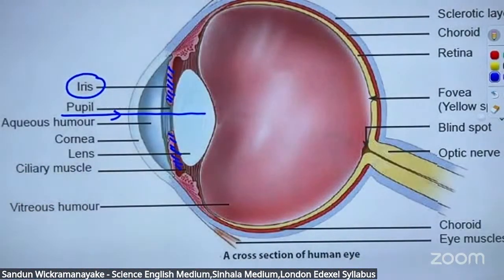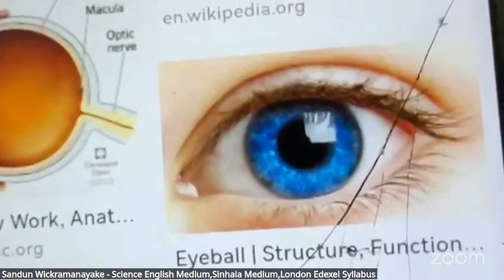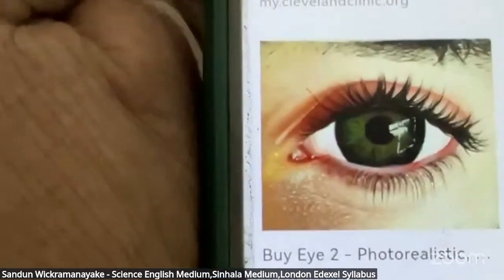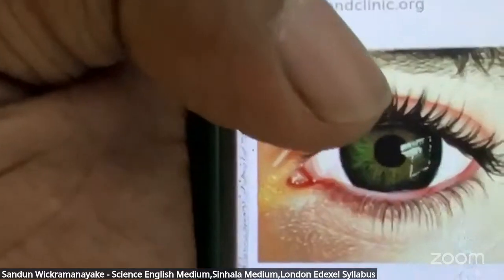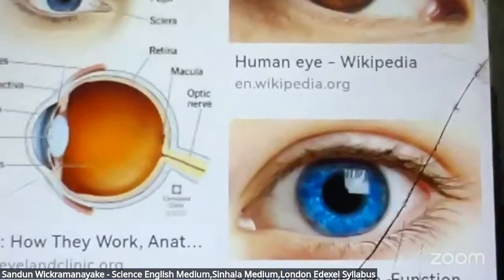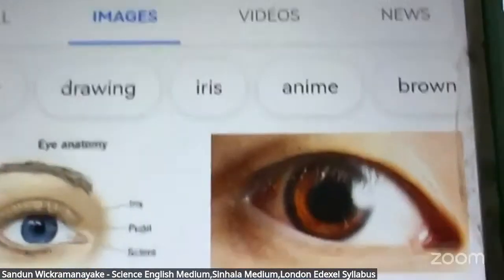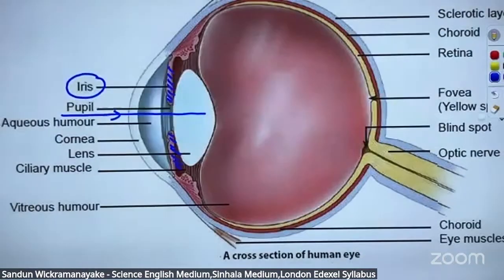Look at this. This iris contains the blue color. Right? Someone has a green color eye. This is the iris. Here's a brown color eye. This one is known as the iris.